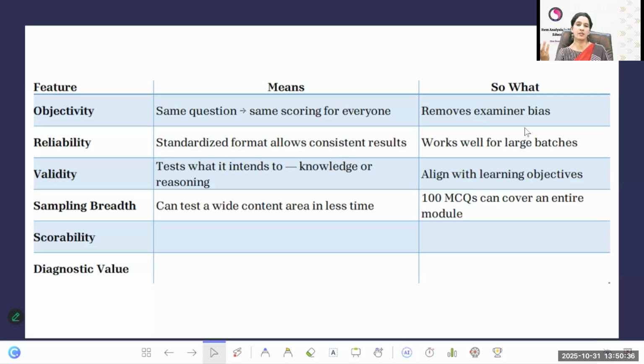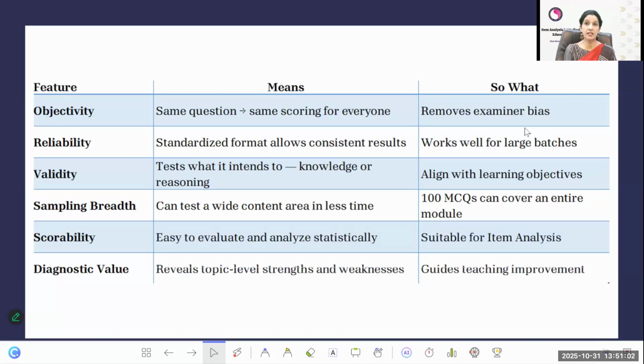For long questions, you have to give like 3 hours, with 2 long questions or 5 short notes. It takes time in writing, and it takes time in assessment also. But if you see the MCQ, it has a very wide sampling breadth, meaning a large number of competencies can be assessed, and a wide area of content can be tested in a short period of time. And it is easy to evaluate.